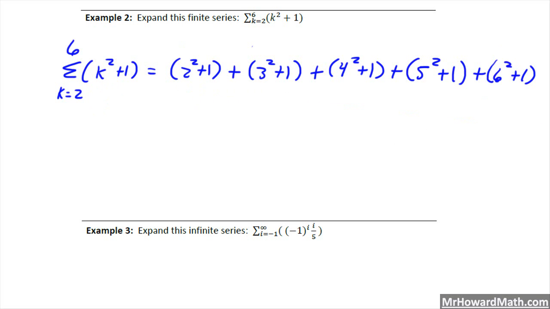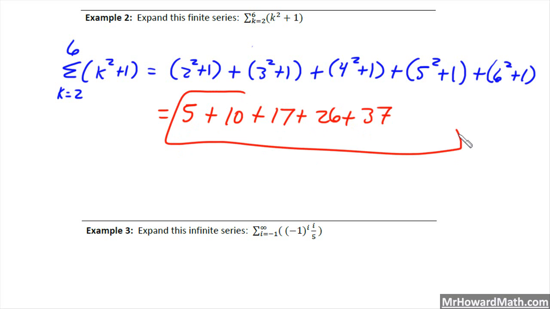We can simplify. So 2 squared plus 1 would be 5, plus 3 squared plus 1 would be 10, plus 4 squared plus 1 would be 17, plus 5 squared plus 1 would be 26, plus 6 squared plus 1 would be 37. So we can simplify it a little bit like this. But that would be the finite series expanded based on what they asked us to do there.